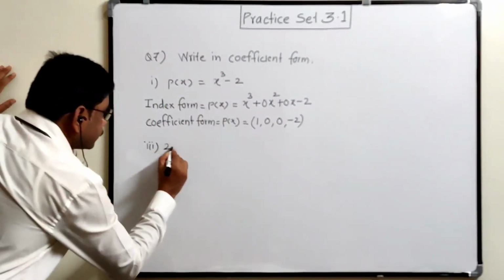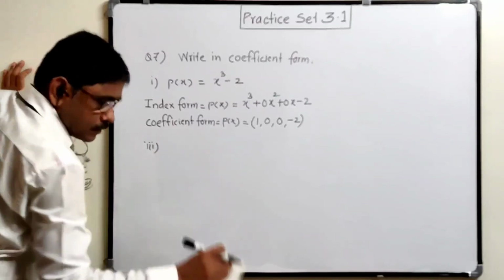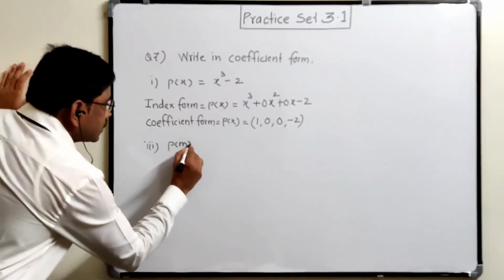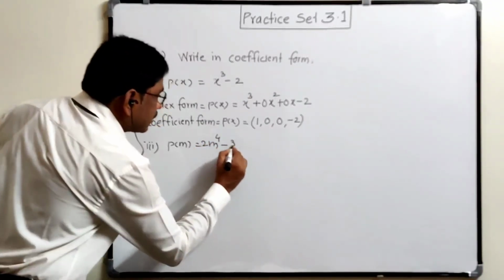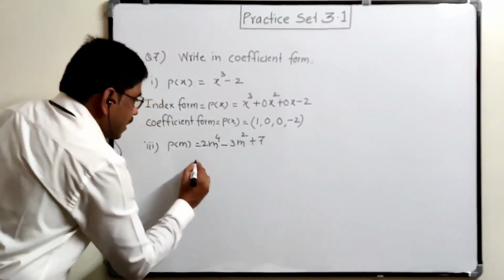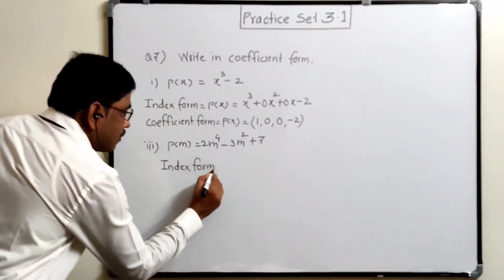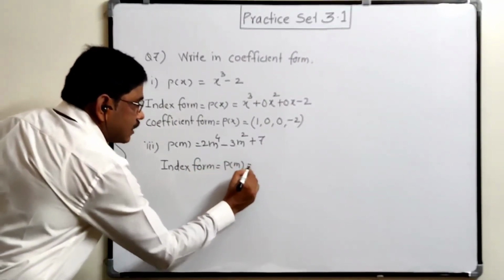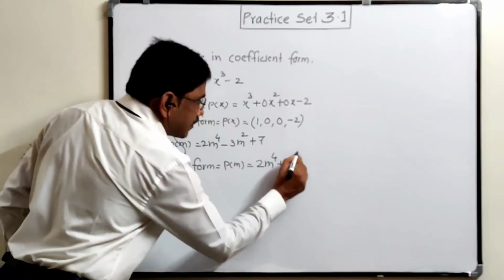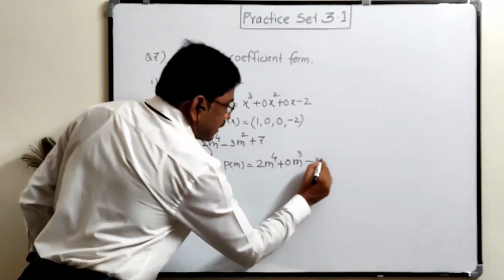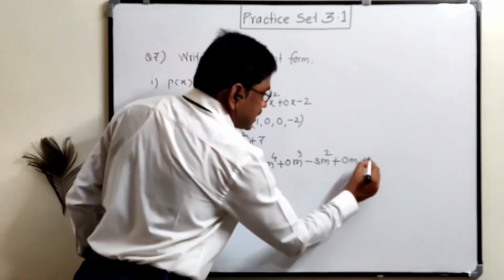2m raised to 4 minus, so Pm is equal to 2m raised to 4 minus 3m square plus 7. Now write in index form. First we have to write in index form. Pm is equal to 2m raised to 4, after 4 comes 3, 0m cube, then power 2, minus 3m square, then power 1, 0m, and the last one is the constant.